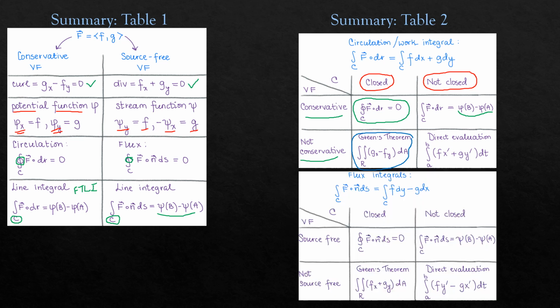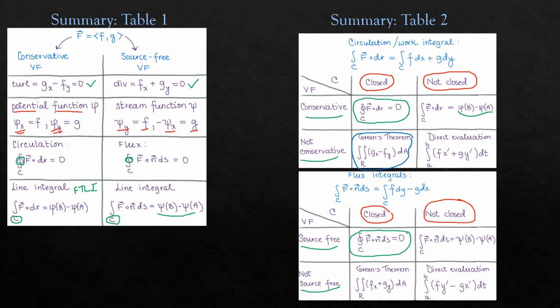So here is another table we can come up with for flux integrals. Okay, another type of line integrals. Same idea. We split up our curves into either closed or not closed. Our vector field now, source-free or not source-free. Okay, and what happens here? If the answer is yes to both, it is a source-free vector field and the curve is closed. Once again, we get the line integral over that curve is 0.